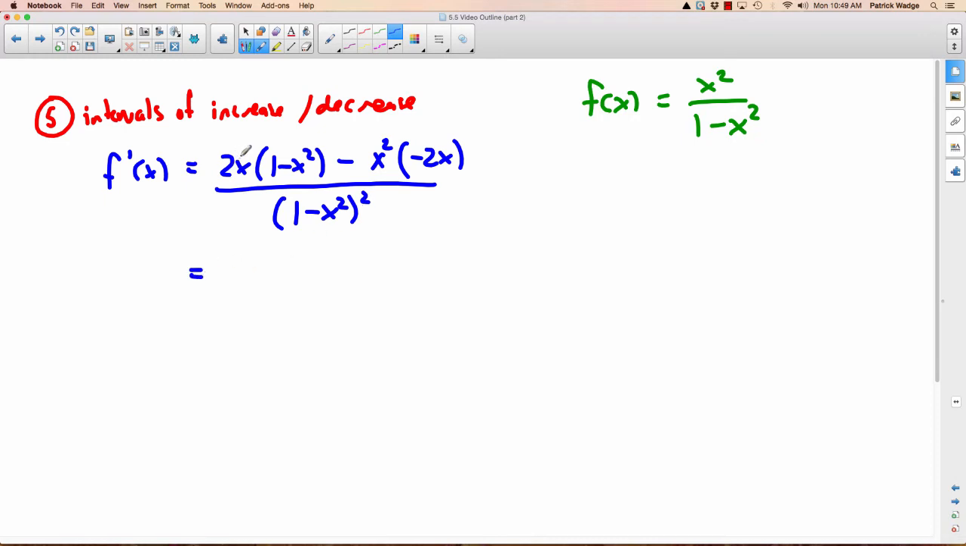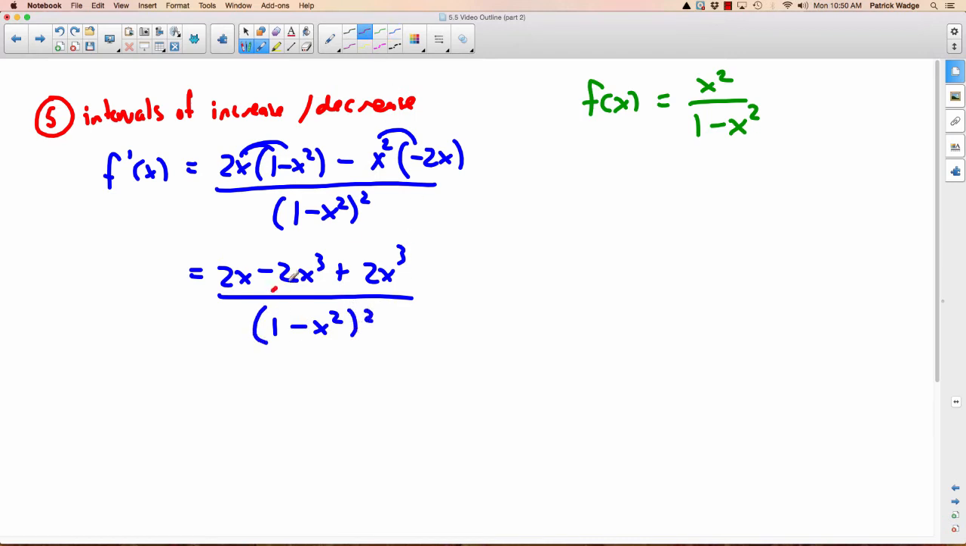So if we simplify, we can expand here. You get 2x minus 2x cubed. You can expand here. This is a negative times a negative, so it's going to be positive 2x cubed. And that's over 1 minus x squared squared. This works out very nicely because these two cancel. So what we're left with for our derivative is 2x over 1 minus x squared squared.